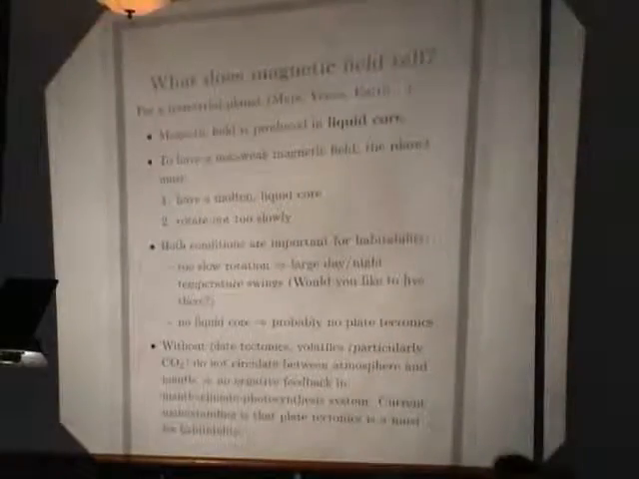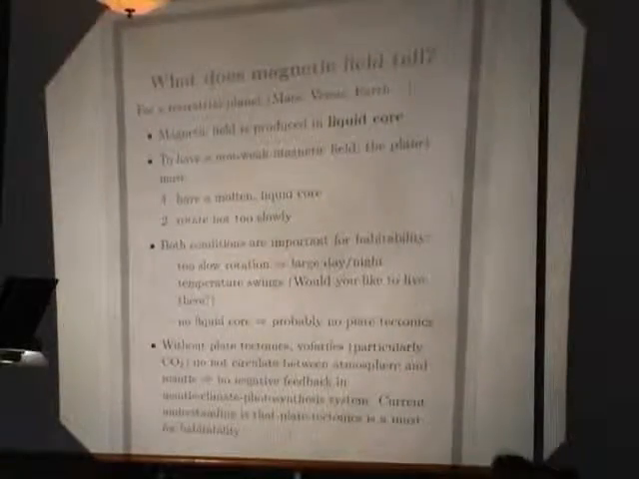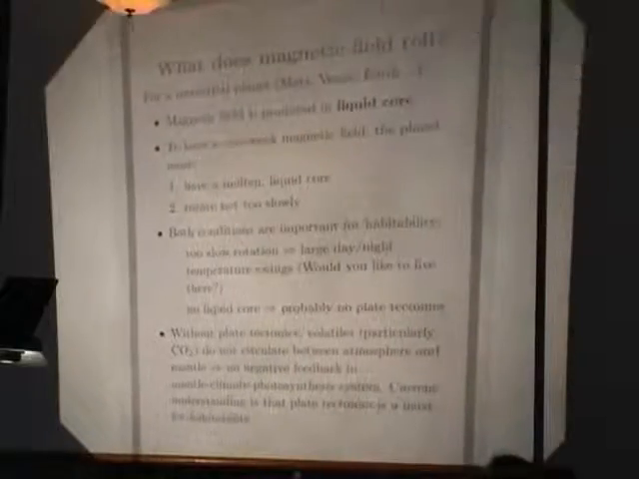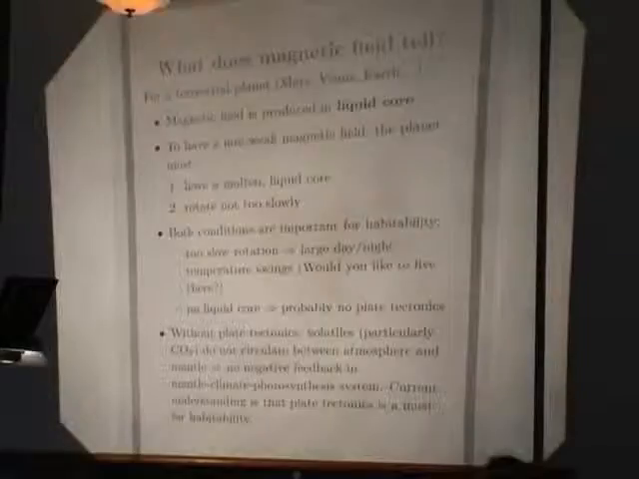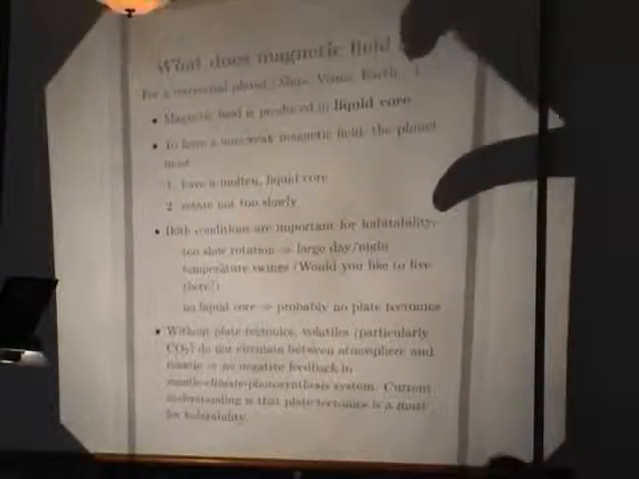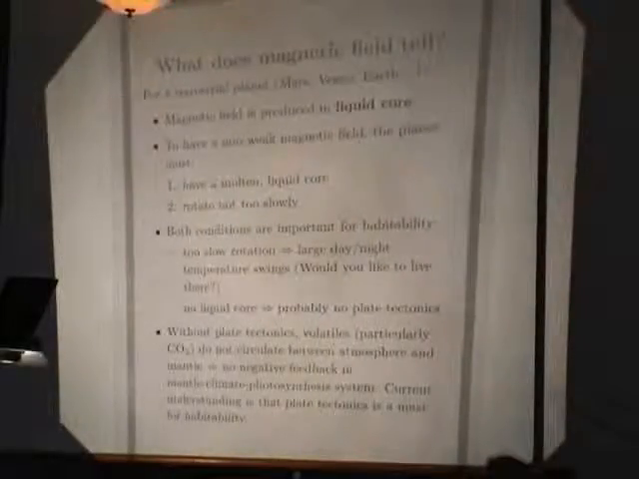So I said that the AKR tells about the magnetic field. If you can observe the AKR, it tells something about the magnetic field. It tells the magnitude, or it gives some lower limit for it. So what about the magnetic field? What does it tell about the terrestrial planet?